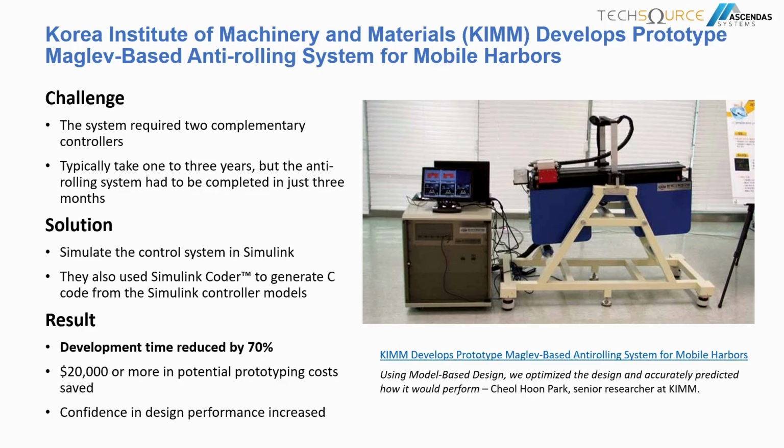Imagine that. So from there, MathWorks provided the solutions to simulate the control system, and they also could generate the C code right away without manual coding. Thus, development time was reduced by 70% and 20,000 USD of potential prototyping cost was saved. Therefore, they have confidence in the design performance.